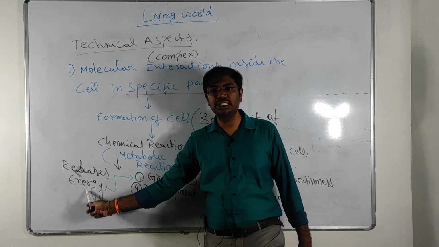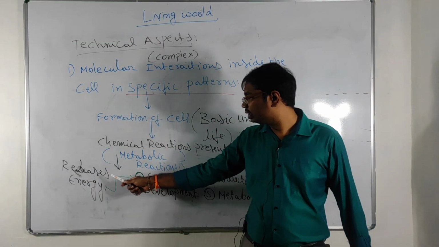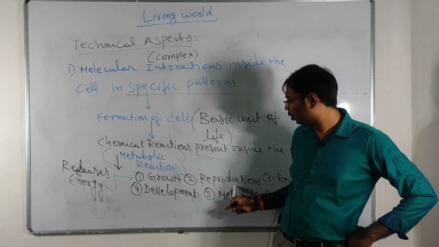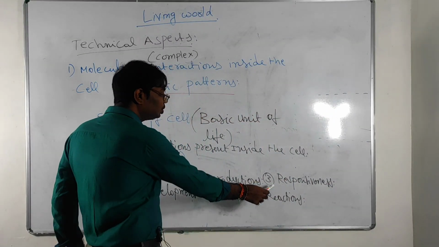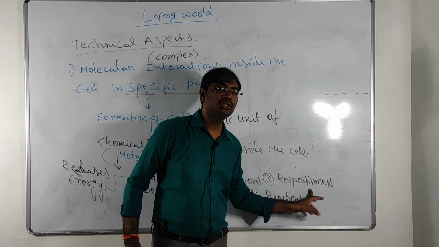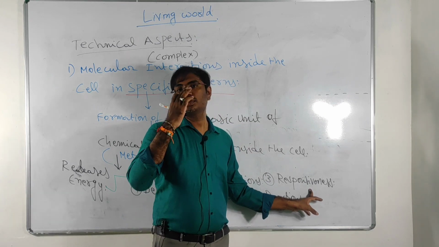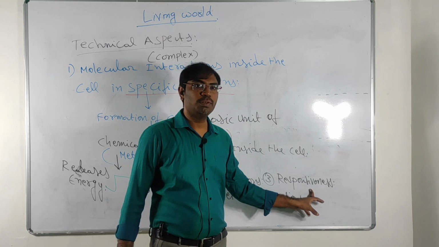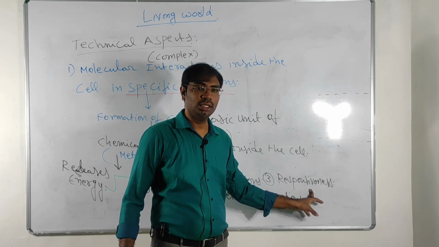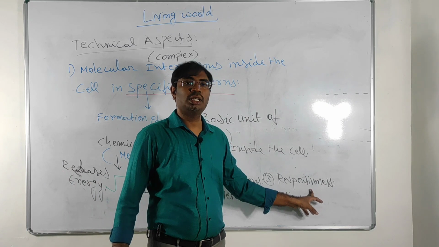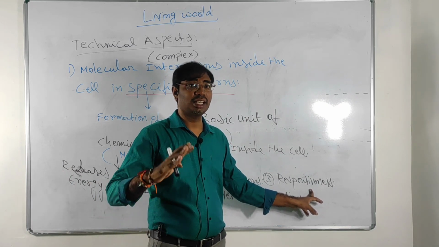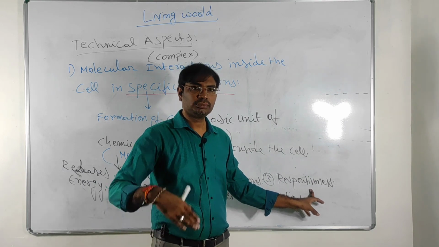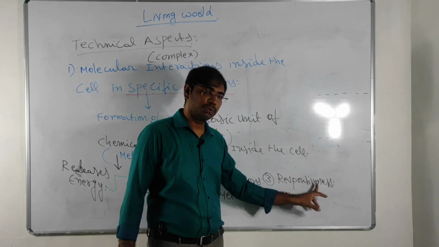So what is the significance of this energy? This energy is important for the growth of the organism, for the reproduction of the organism, and for responsiveness. So what is the meaning of responsiveness? Suppose heavy rain is present outside. To escape from the heavy rain, you may come to some shelter. Otherwise, if sunlight is heavy in the afternoon, you may move towards shady areas. That is called responsiveness.